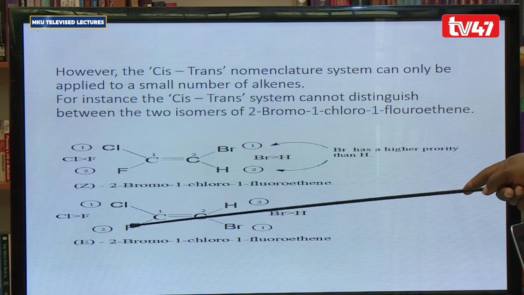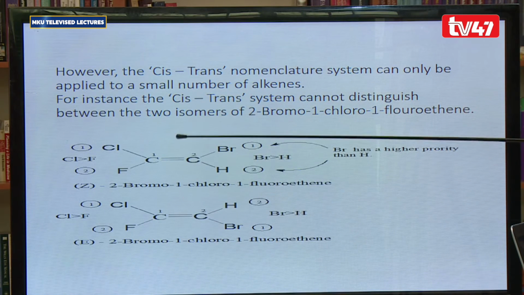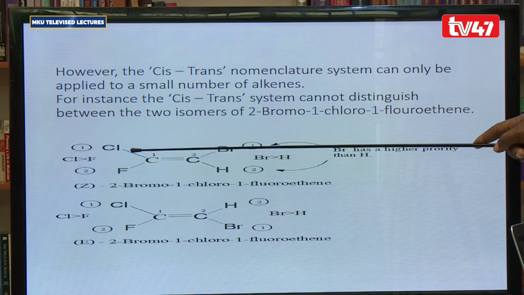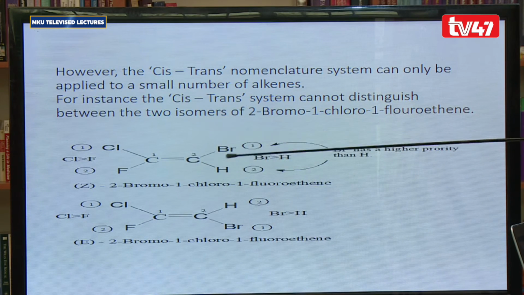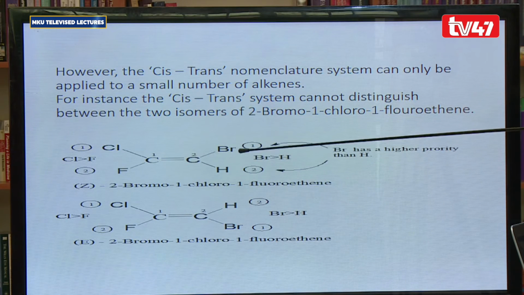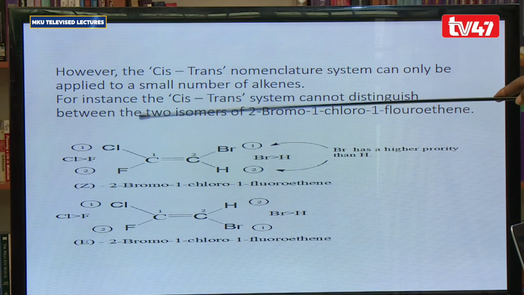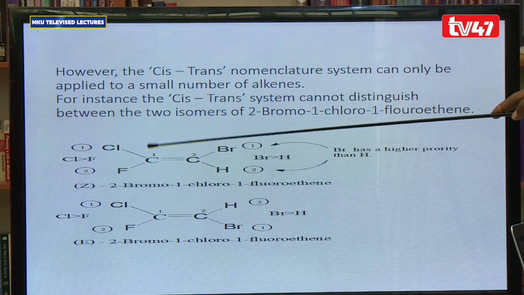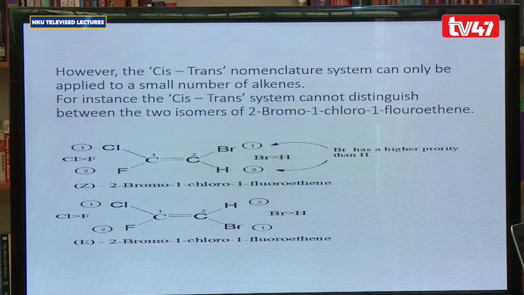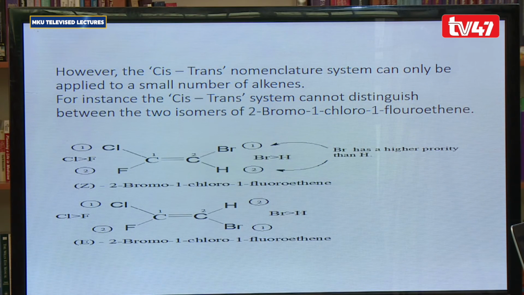Then fluorine has a lower atomic mass than chlorine. However, you only need to identify priority on every carbon, which is why you see the numbering 1, 2. In the case of chlorine and fluorine, chlorine has a higher relative atomic mass, so it is given 1, as opposed to fluorine 2. Bromine is higher than hydrogen, so it is 1, 2.